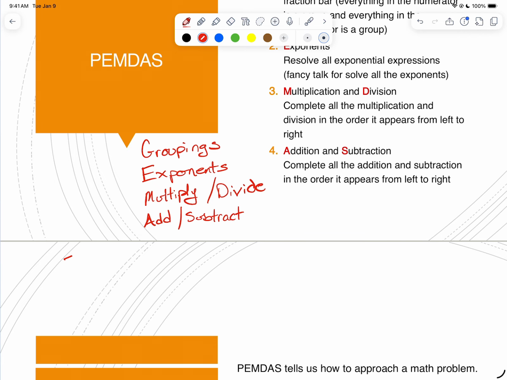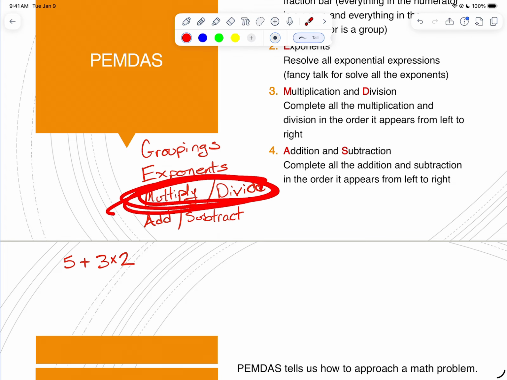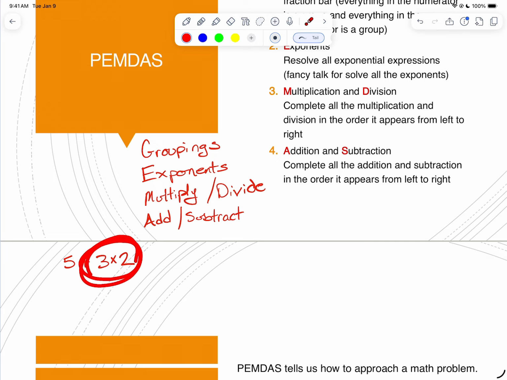Let's say we had 5 plus 3 times 2. We can go through the steps. If you work just from left to right, you might say 5 plus 3 is 8 times 2 is 16, but that would be incorrect because it's not the correct order. We don't have any groupings. We don't have any exponents, but we do have multiplication or division. So we're going to multiply first. That means we're going to do 3 times 2 first, which equals 6, and we have 5 plus 6. Then we can do the addition, and we get 11.